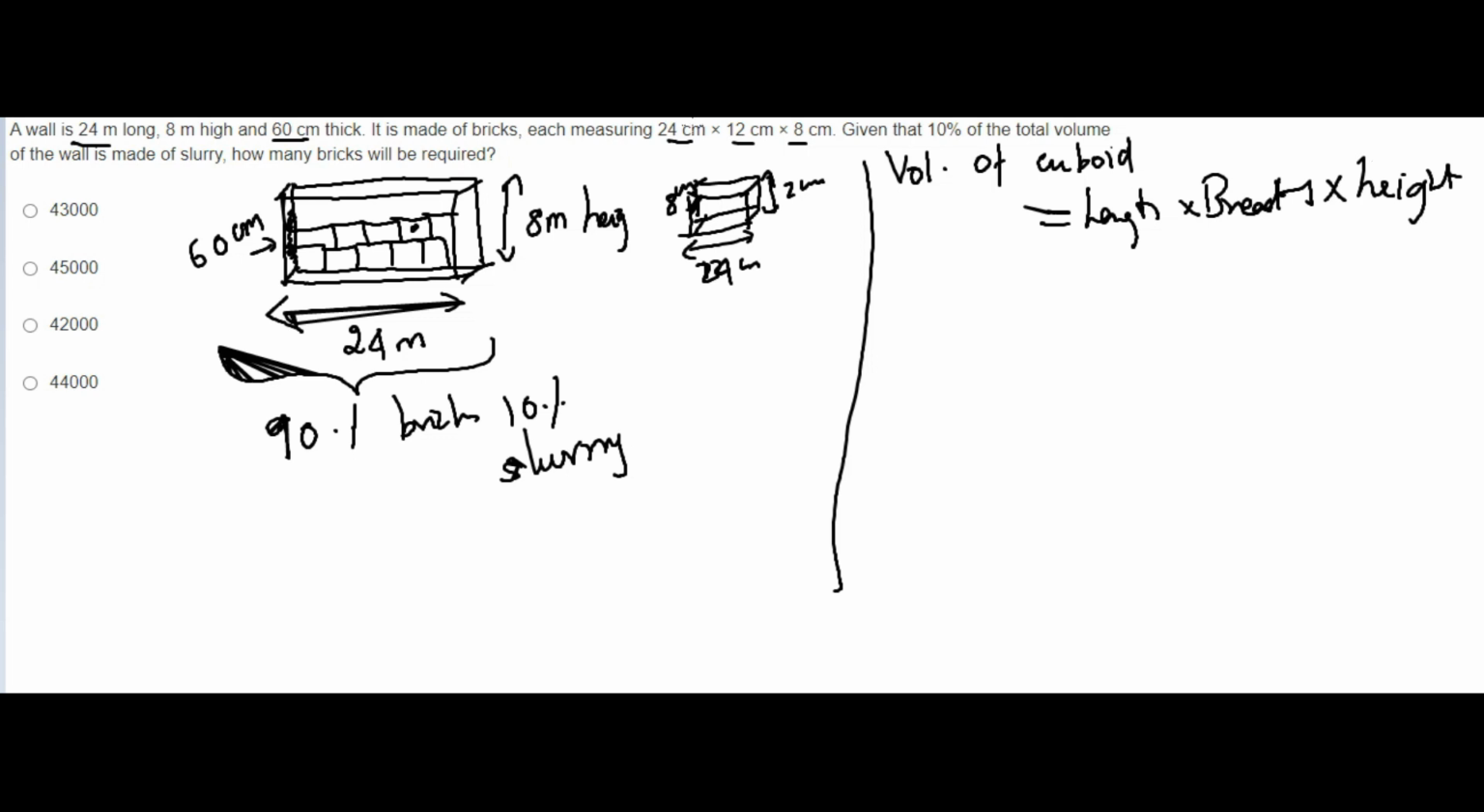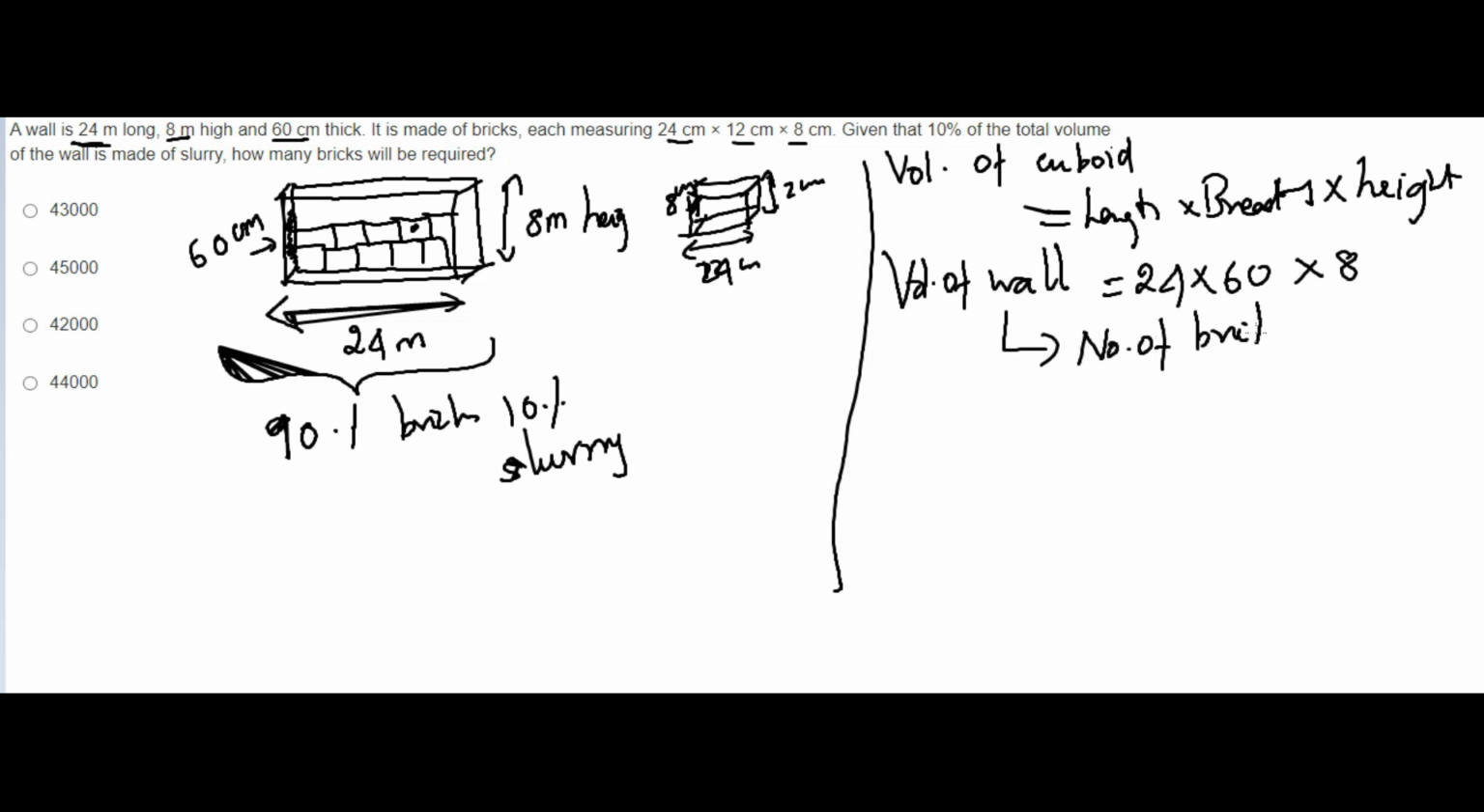First we go for the volume of the wall. What is the volume of the wall? They have given 24, 8, and 60, so we have to multiply everything: 24 into 60 into height 8. Is it right? Simple. Now the volume of the wall should be made up of a number of bricks, and each brick has a volume, which should be multiplied: volume of bricks.